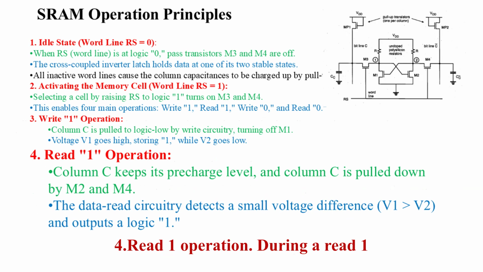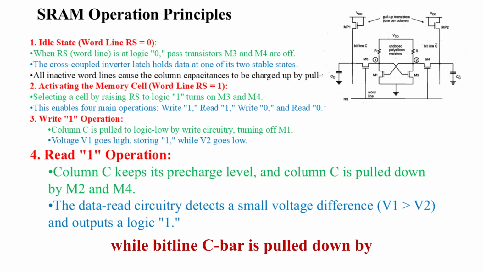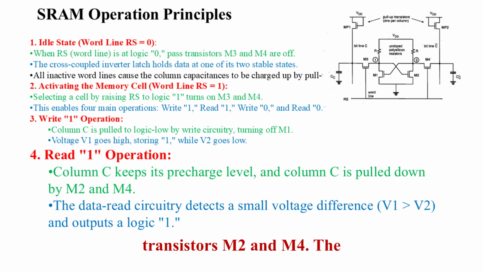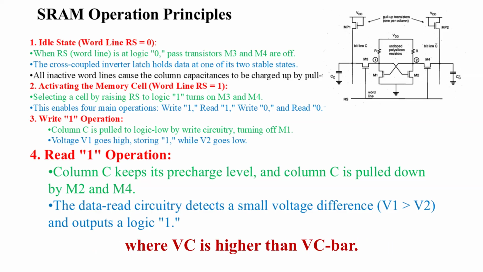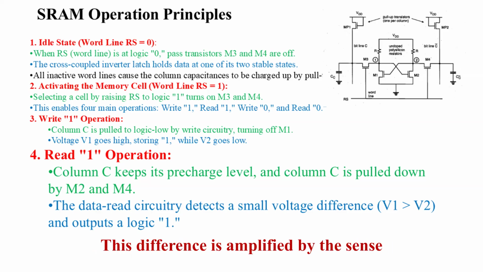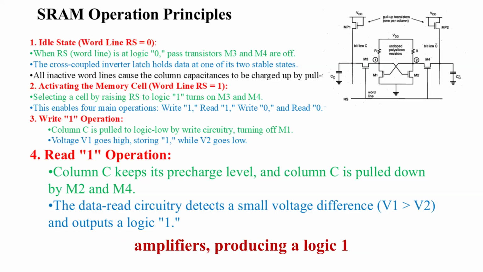4. Read 1 operation. During a read 1 operation, bitline C retains its pre-charged high level while bitline C bar is pulled down by transistors M2 and M4. The data read circuitry detects the small voltage difference between VC and VC bar, where VC is higher than VC bar. This difference is amplified by the sense amplifiers, producing a logic 1 as the data output.